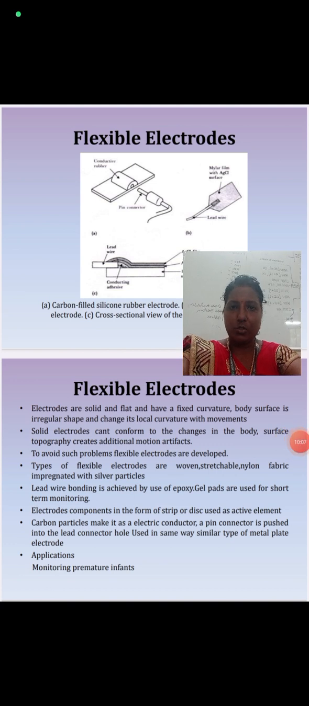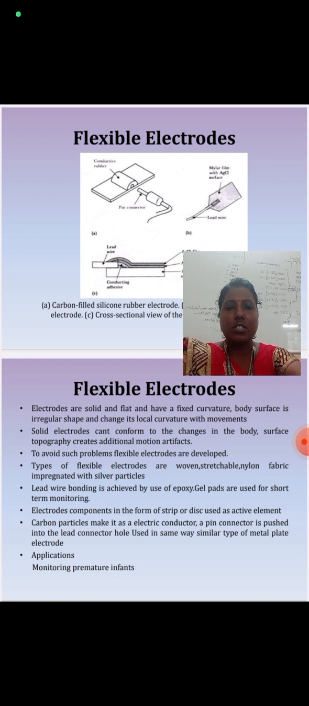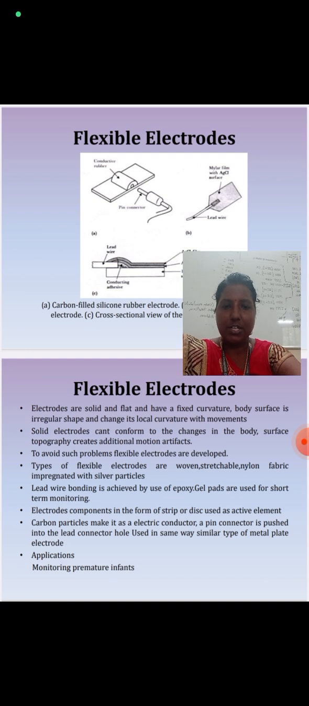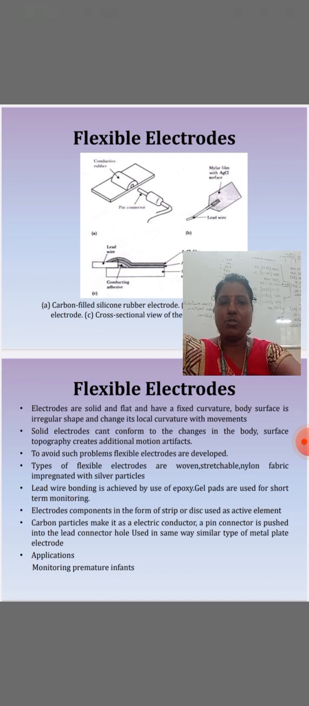Types of flexible electrodes are woven, stretchable nylon fabric impregnated with silver particles. Lead wire bonding is achieved by use of epoxy gel pads used for short-term monitoring. Here, electrode components in the form of strip or disc are used as the active element. Carbon particles make it an electric conductor. A pin connector is pushed into the lead connector hole, used in a similar way to the metal plate electrode. And it is very thin, mainly used in the application of monitoring premature babies.